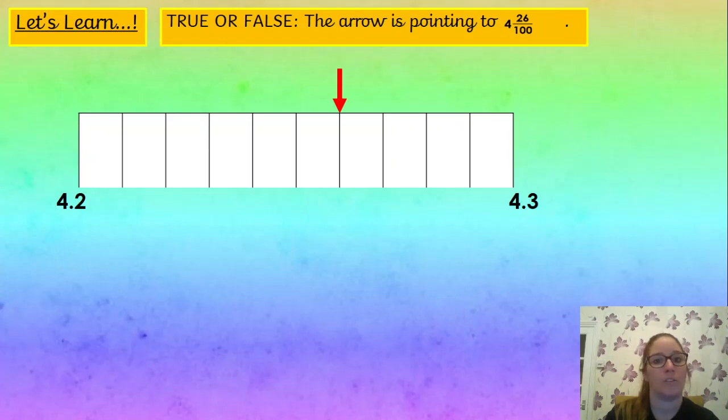True or false? The arrow is pointing to 4 and 26/100. Bit tricky this one, isn't it? Oh, I just said that word. It's a little bit difficult, this one.